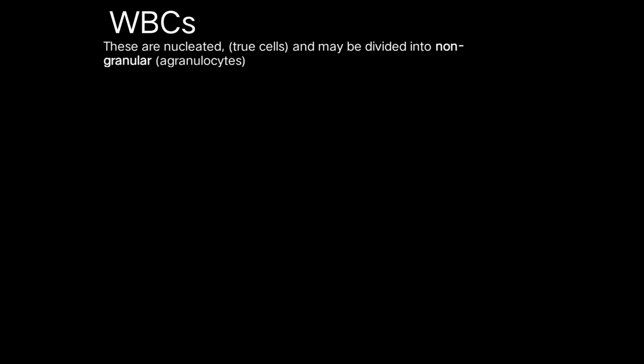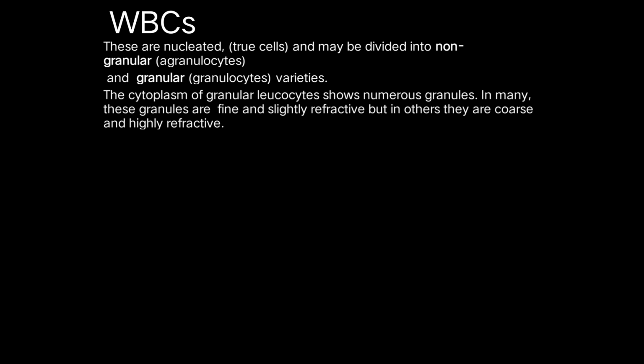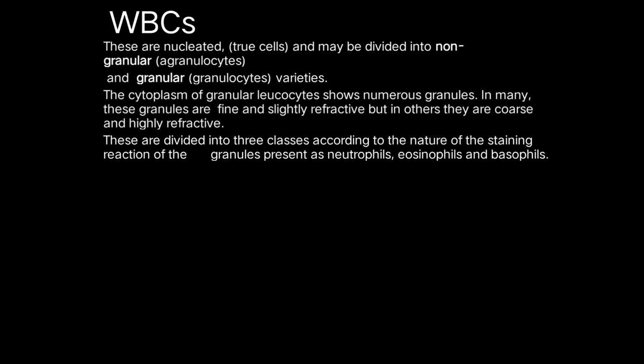Now the next point is about the WBC, which is nucleated. These are nucleated cells and true cells because of the presence of the nucleus, and may be divided into non-granular or agranular, and granular or granulocyte varieties. The cytoplasm of the granular leukocyte shows numerous granules. In many, these granules are fine and slightly refractive, but in others they are coarse and highly refractive. These are divided into three classes according to the staining reaction of the granules present: the neutrophil, eosinophil, and basophil.